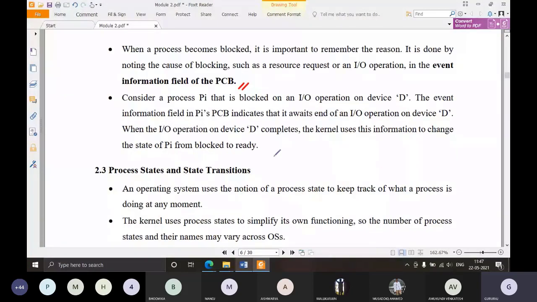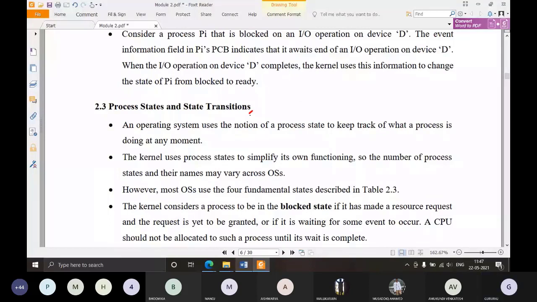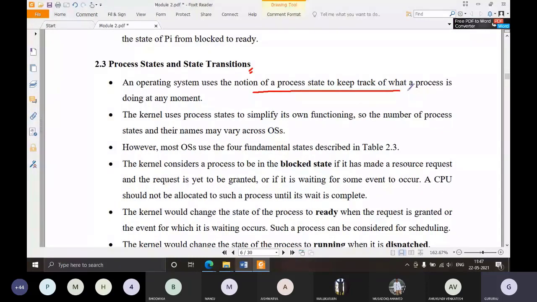Right. So next we'll talk about process states and state transition. There is a field in PCB saying process state. Which are those states? As I told, 4 states. We shall see. An operating system uses the notion of process state to keep track of what a process is doing at the moment. So to keep track of what the process is doing, it will maintain the state of the process.